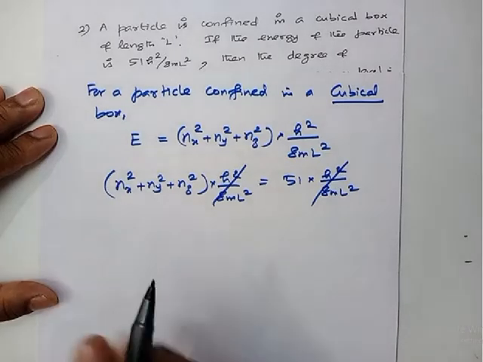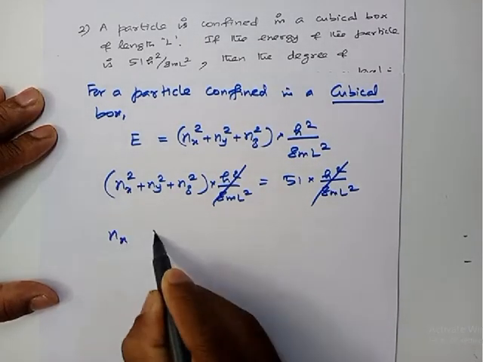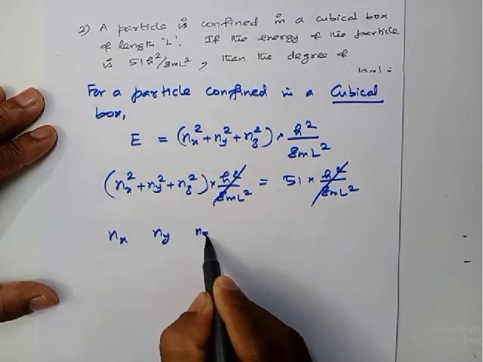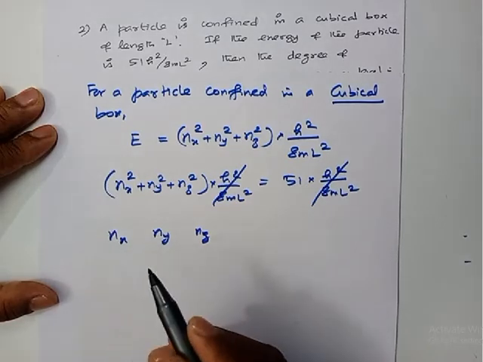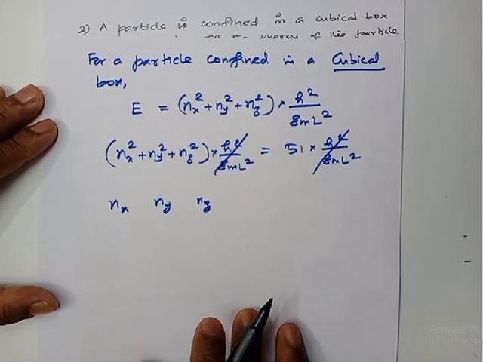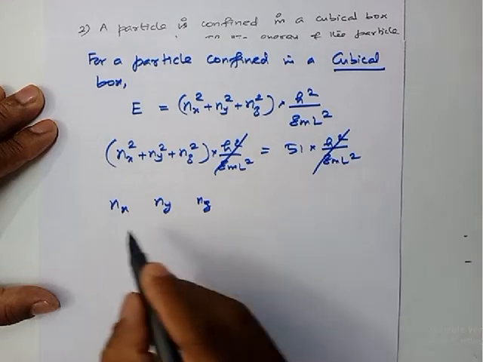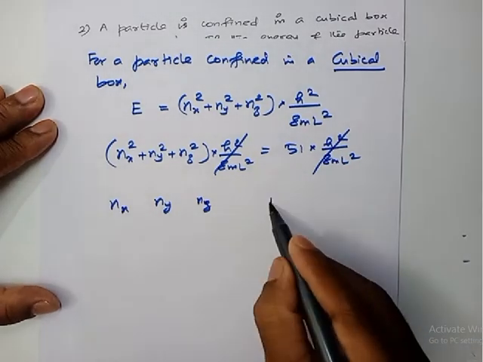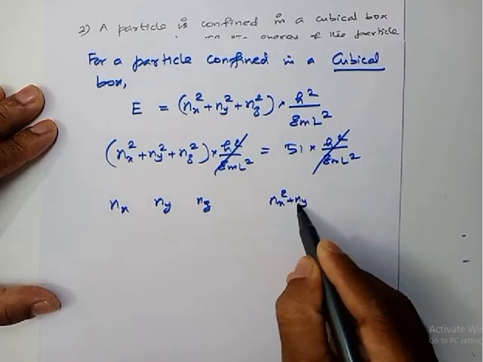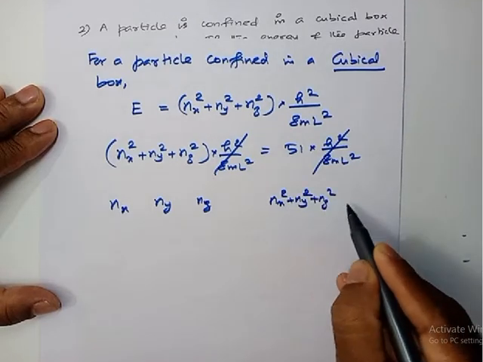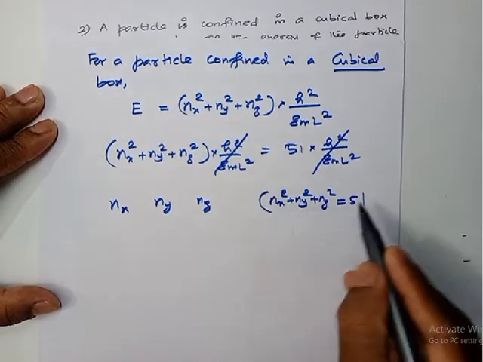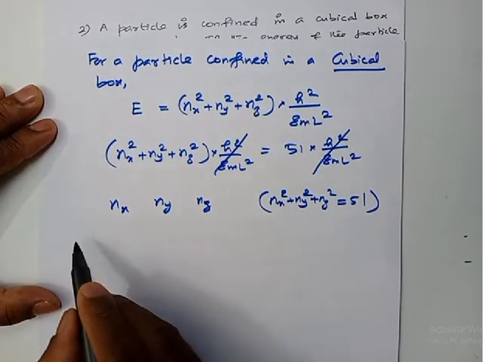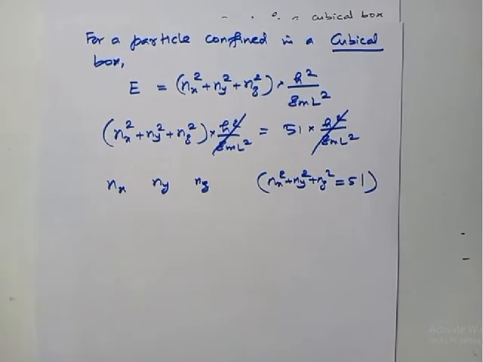This is possible by taking different sets of quantum numbers nx, ny and nz. If I square them and add, I should get the answer as 51. nx square plus ny square plus nz square should be equal to 51. So what are the possible values? If anybody got the answer?